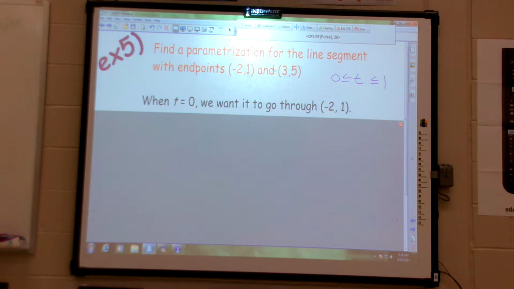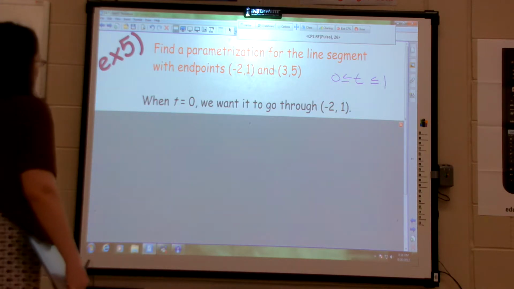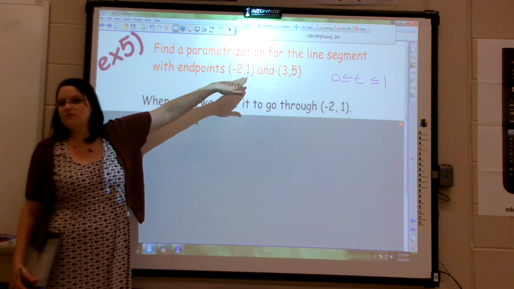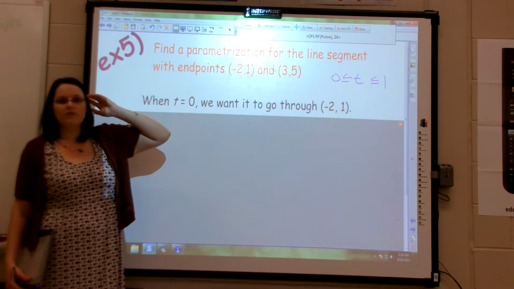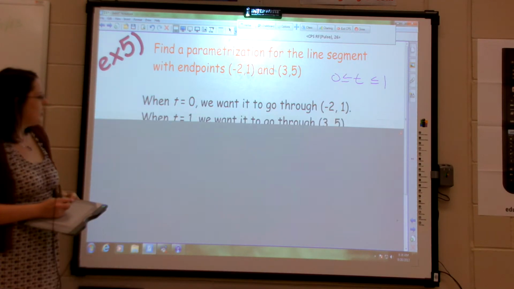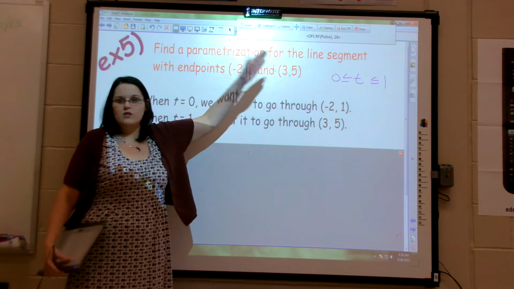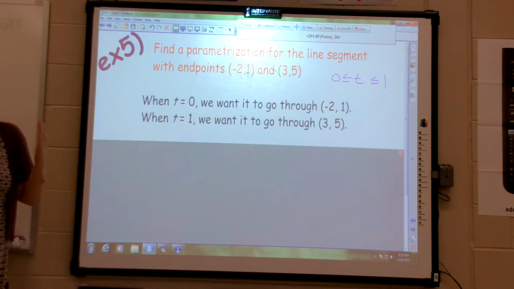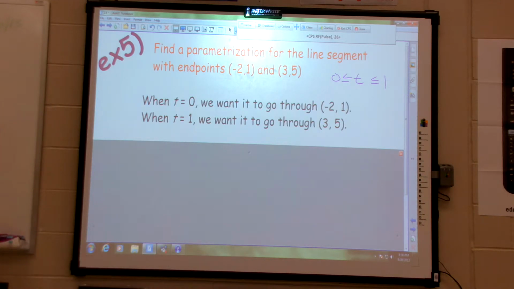But I'm going to pick 0 and 1 because they're the easiest to work with, aren't they? So I'm going to force this to be true. When I plug in 0 for t, I want it to go through that first point. Because I picked 0, right? And then, when t is 1, I want it to go through this point. Start and stop. So this is what I'm going to do every time: force it to start at 0 and go through the first point, end at 1 and go through the second point. You could theoretically pick any numbers you want. The book and I will usually stick with 0 and 1, because they're the easiest to work with.